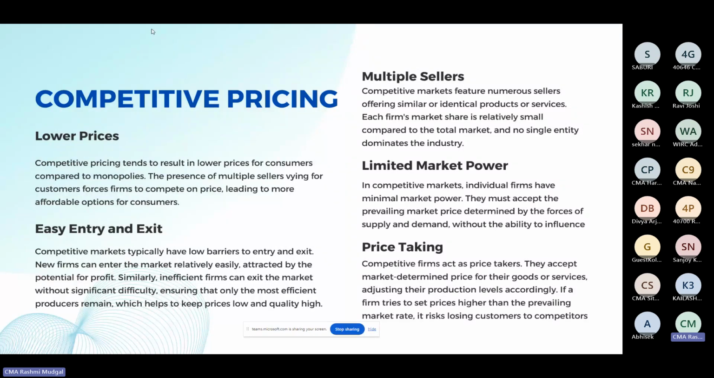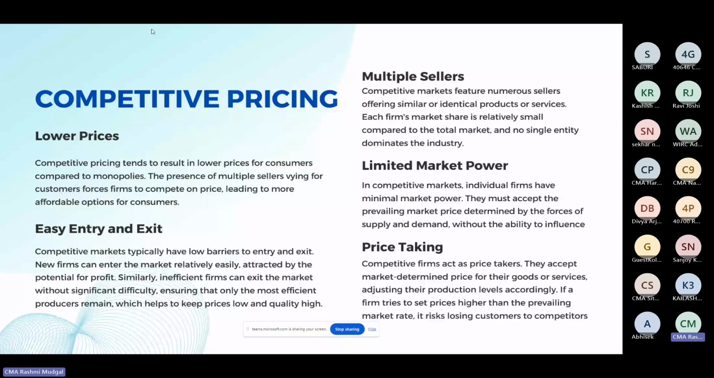Firstly, there are multiple sellers. A competitive market features numerous sellers offering similar or identical products or services. Each firm's market share is relatively small compared to the total market. The industry is so big, but they have a smaller part of it, and no single entity dominates the industry. If you go to the sugar market, there are so many sellers and so many buyers.